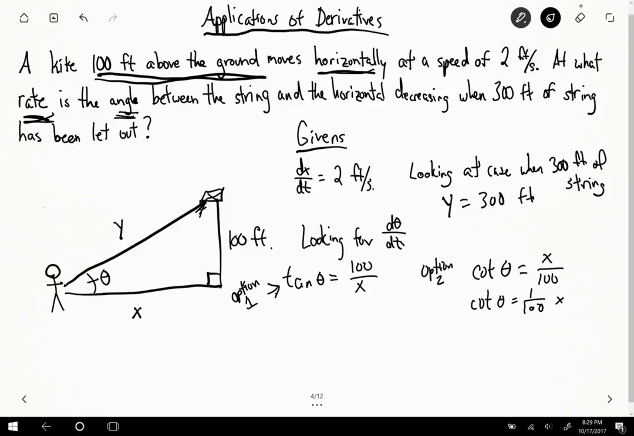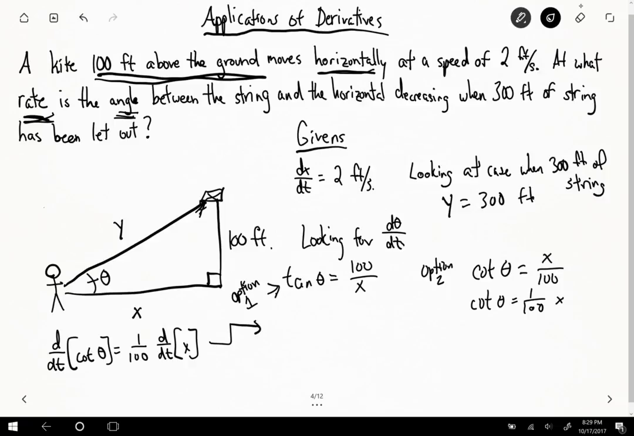So what we'll do is, working with that cotangent theta, we're going to take our derivative with respect to t of both sides. So derivative with respect to t of cotangent theta. Remember, the constant can get pulled outside of the derivative. It doesn't matter when it's multiplication. So we have d dt of just x.